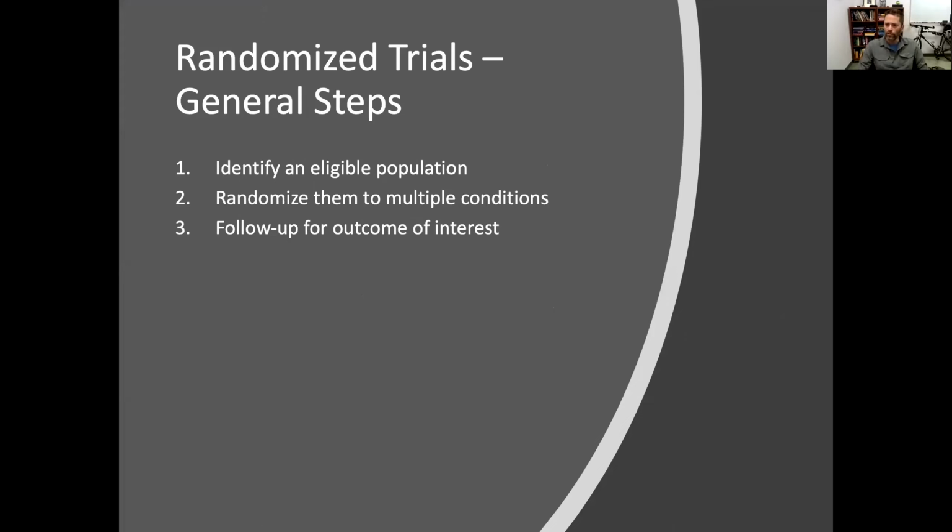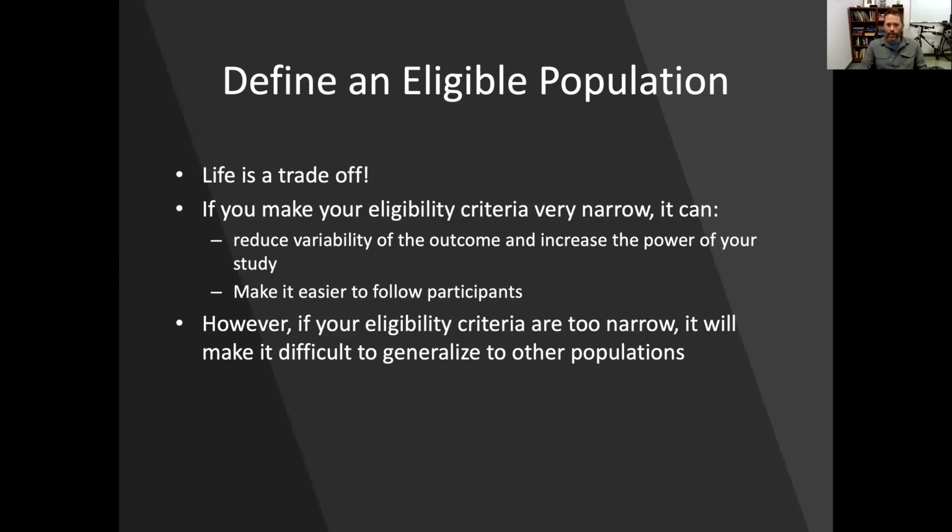So if you're going to conduct a randomized trial, you've got three big general steps. You identify an eligible population, you randomize, and you follow them up. Defining the eligible population is actually going to turn out to be more difficult than you might at first think, because nothing in life is very easy. Your initial assumption might be that you want to define as narrow an eligibility criteria as possible when you're enrolling people in your trial. And this makes a lot of sense. It can reduce variability.